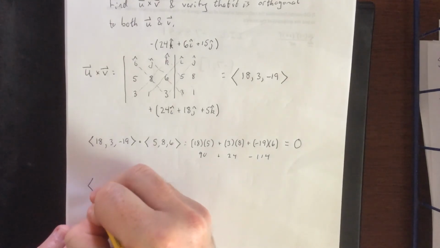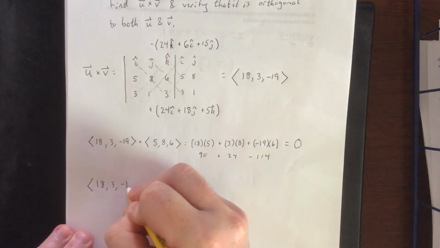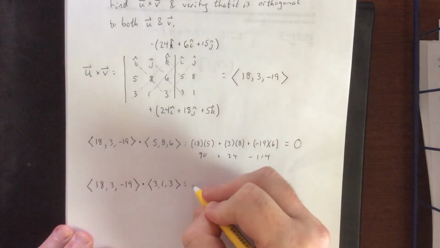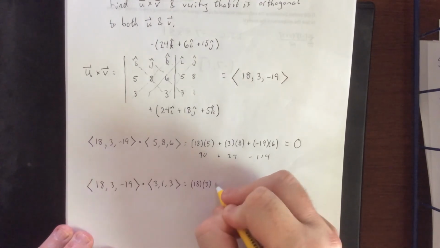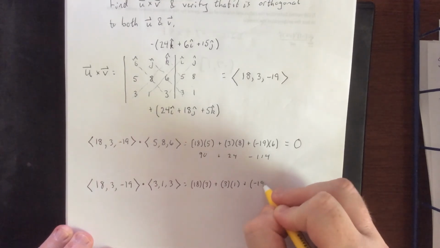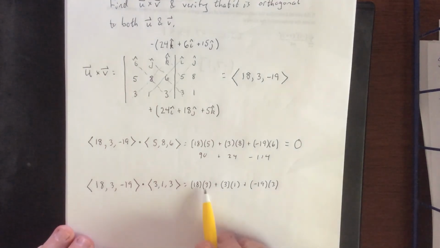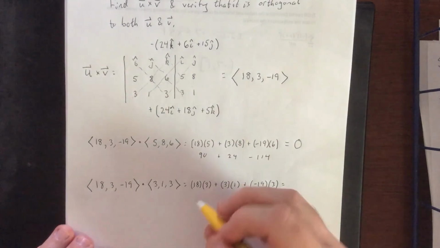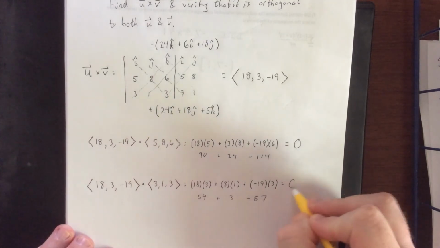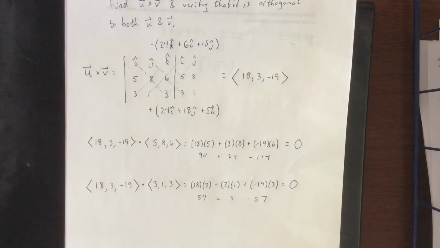We'll repeat the procedure. 18, 3, negative 19. We're going to dot that with 3, 1, 3. So we'll get 18 times 3 plus 3 times 1 plus negative 19 times 3. In fact, you could factor 3 out of all of these. We'd have 18 plus 1 minus 19, or we could just multiply and get 54 plus 3 minus 57. In either case, we get 0, verifying that the cross product is orthogonal to the vector V as well. This works every time you take a cross product properly.